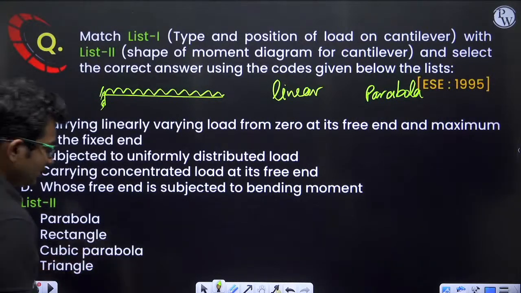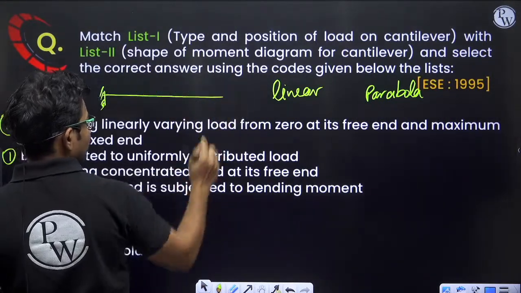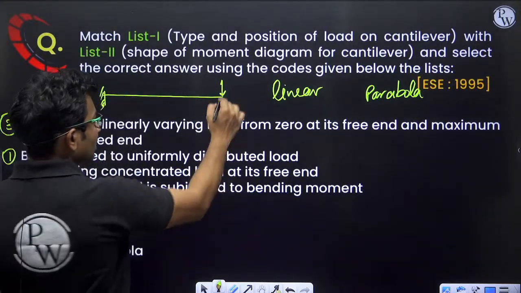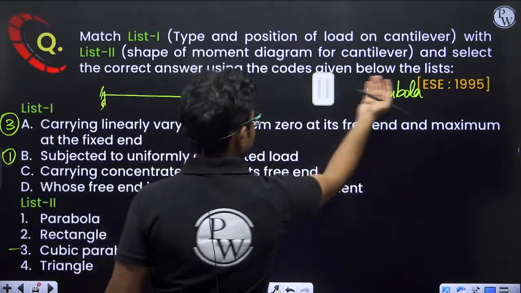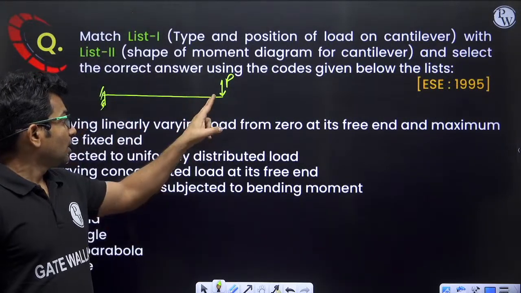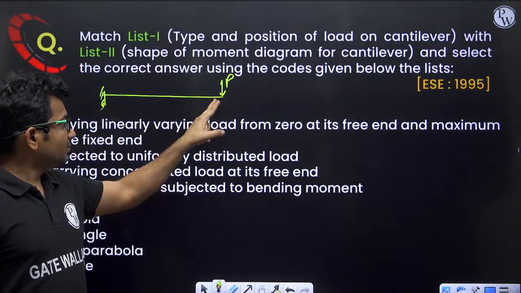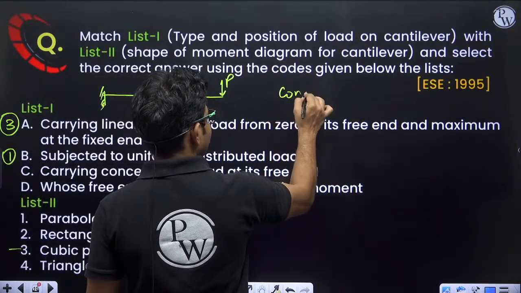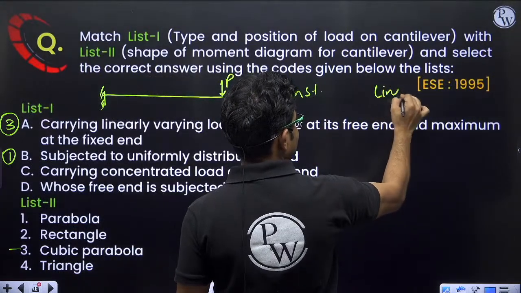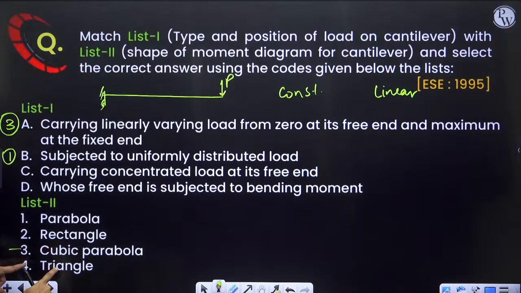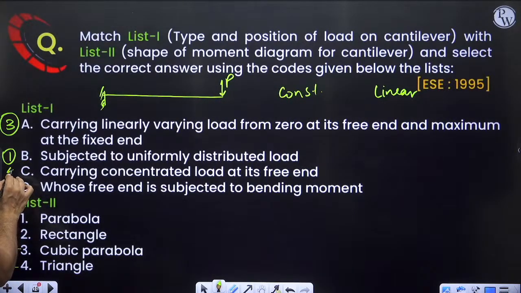Okay. Carrying concentrated load at its free end. So if I am having a concentrated load P at the free end, the shear force diagram will be constant and the bending moment diagram will be linear, or I can say triangle. Okay. The bending moment diagram will become a triangle. So this will be 4.